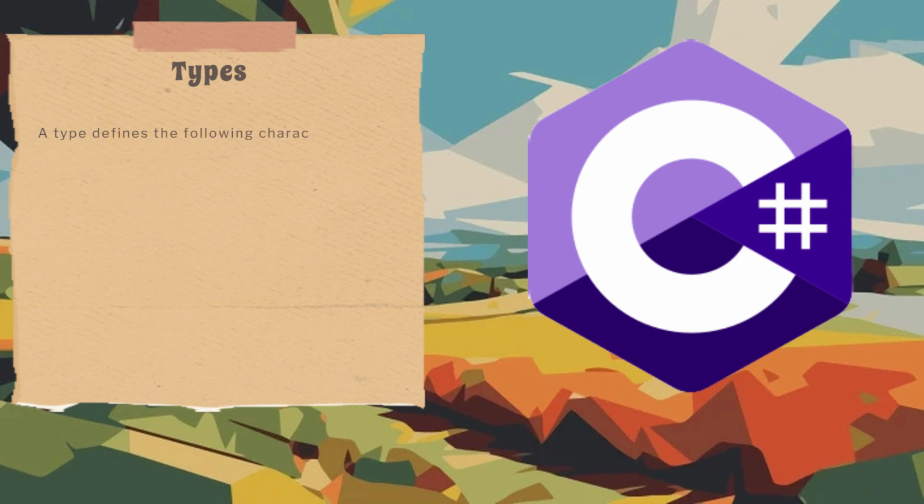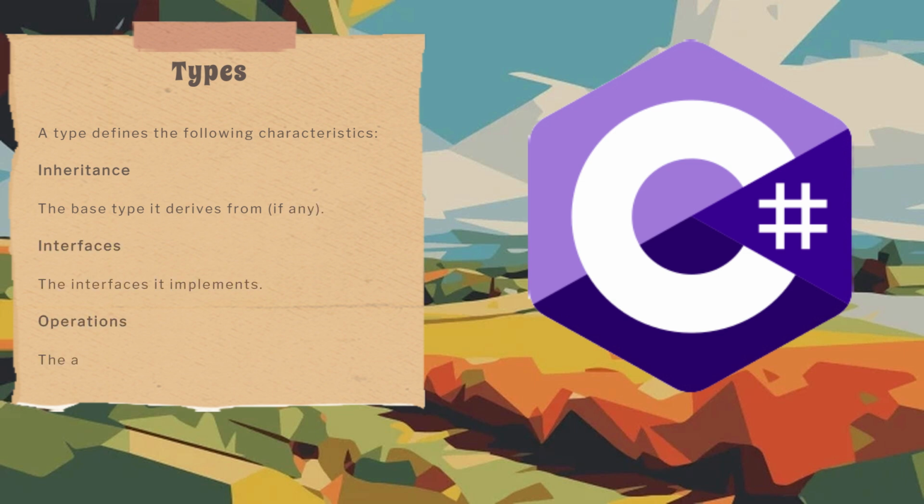Inheritance: the base type it derives from, if any. Interfaces: the interfaces it implements. Operations: the allowed operations for that type, such as arithmetic, comparison, or method invocation.